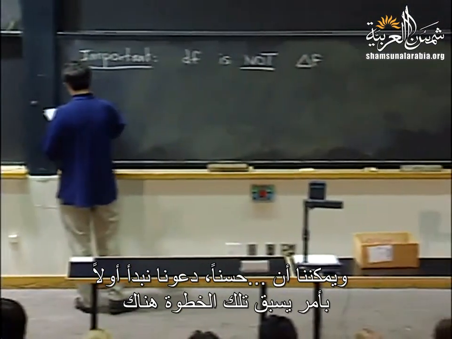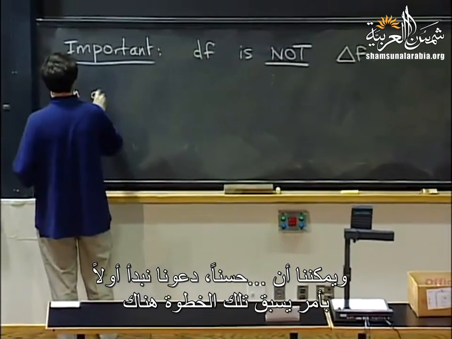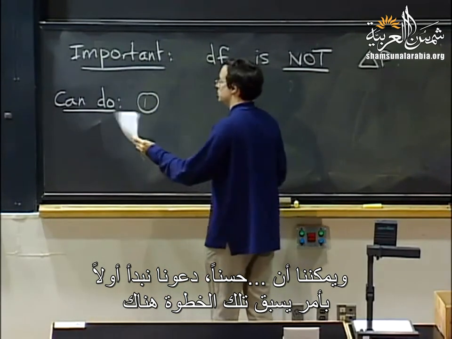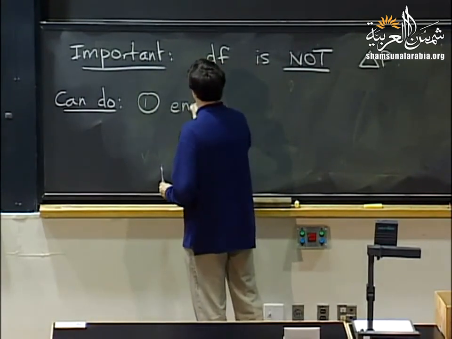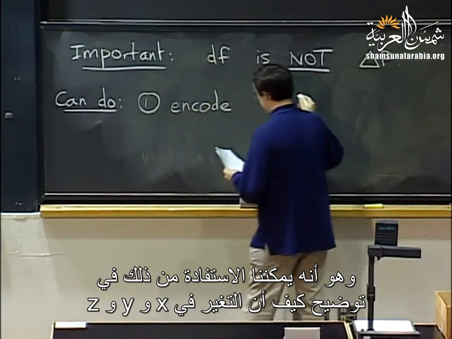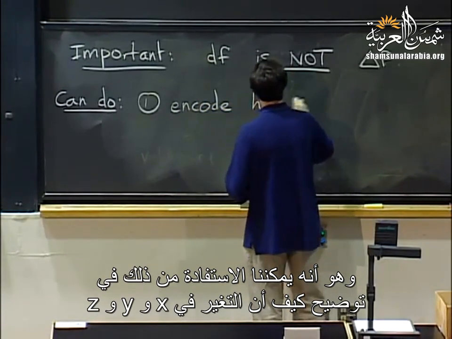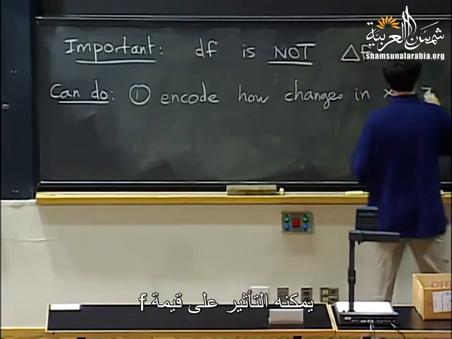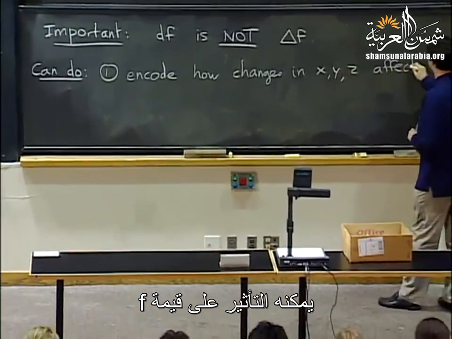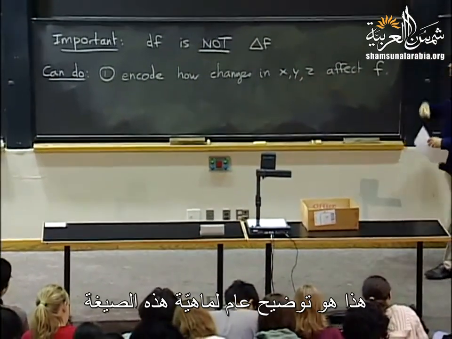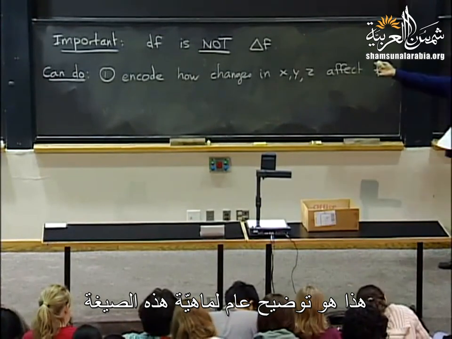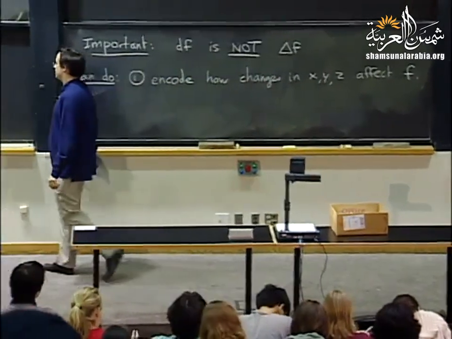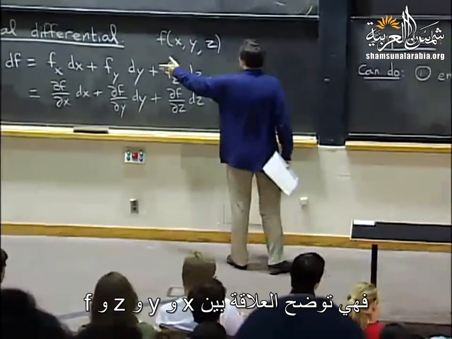So what we can do, well, let me start first with maybe something even before that. The first thing that it does is it can encode how changes in x, y, z affect the value of f. I would say that's the most general answer to what is this formula, what are these differentials. It's a relation between x, y, z, and f.